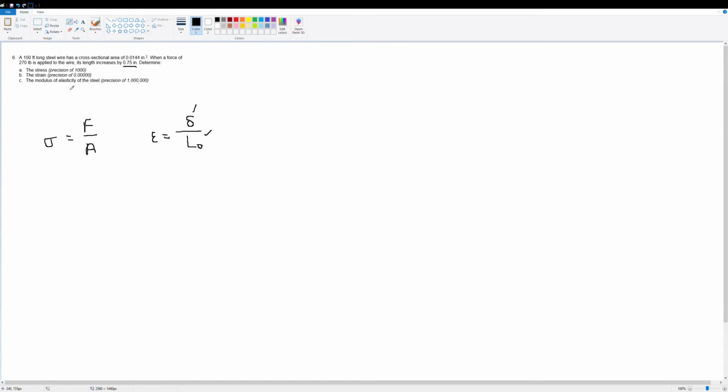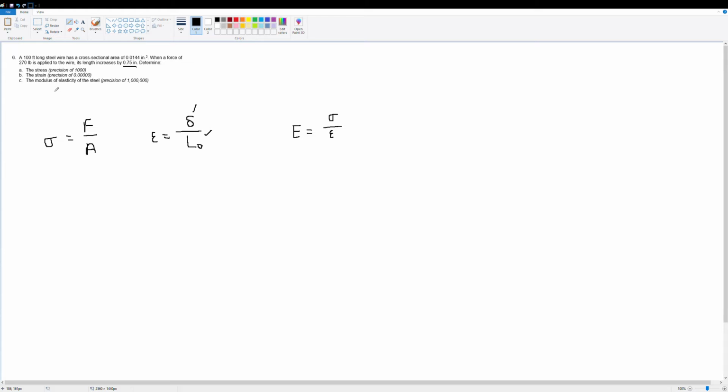Okay, and then the modulus of elasticity of the steel is what we're asked for. Modulus of elasticity, capital E. And this E for strain is the epsilon, actually. Modulus of elasticity is equal to, guess what? It's easy. Stress over strain. So once you work out parts A and B, here in this problem, you can substitute those pieces of info to solve for C. So let's start with part A, which asks us for the stress.